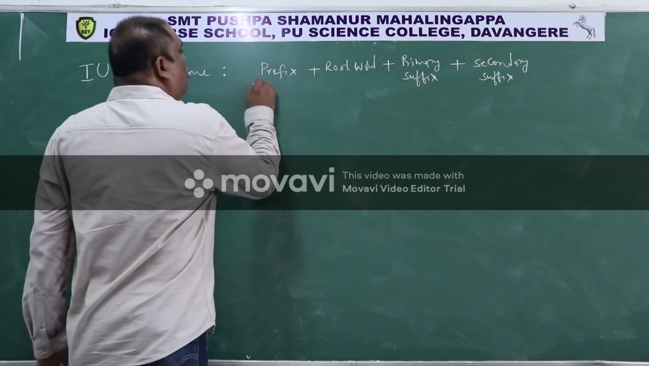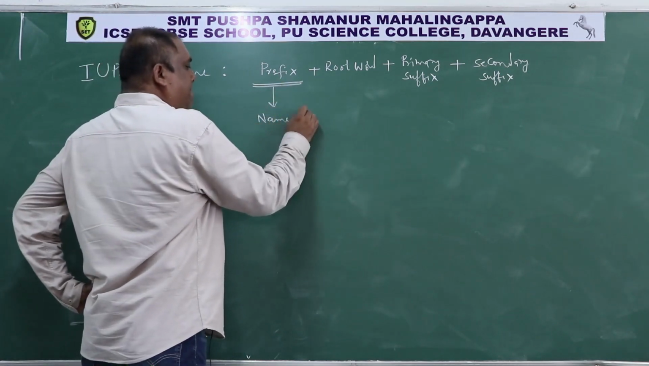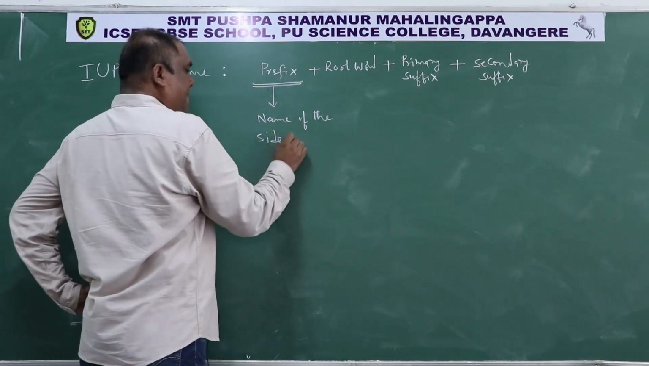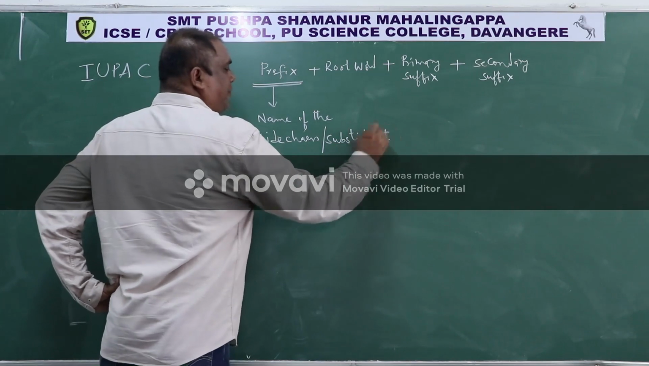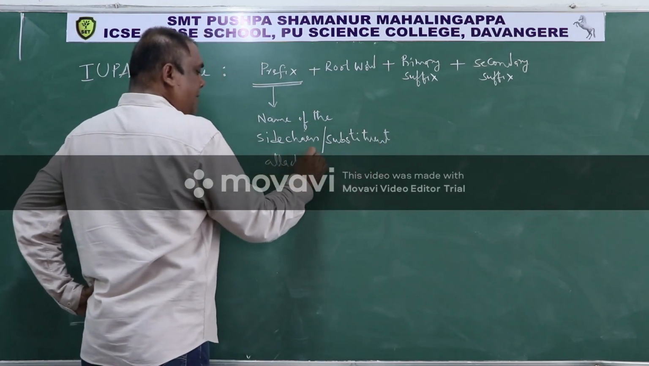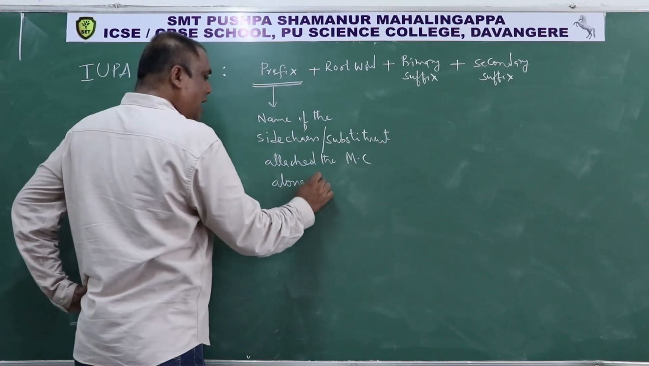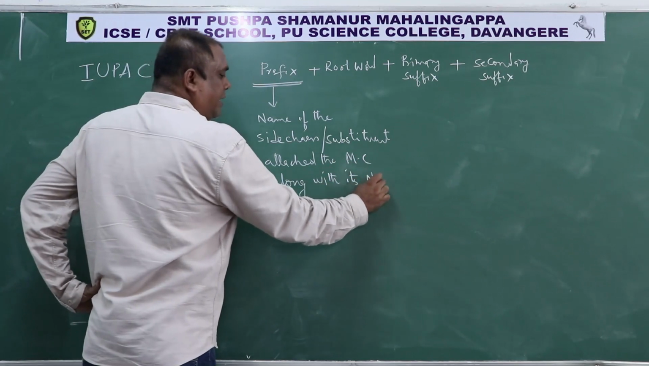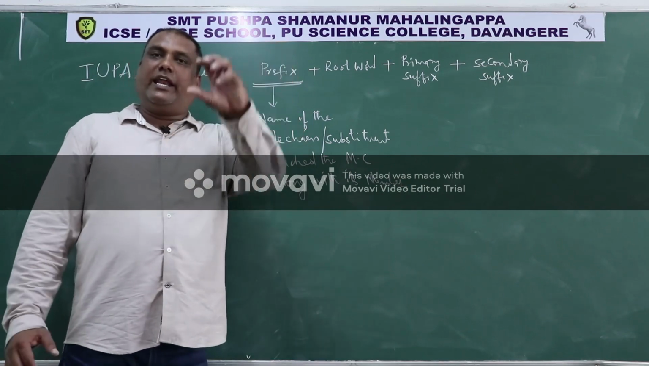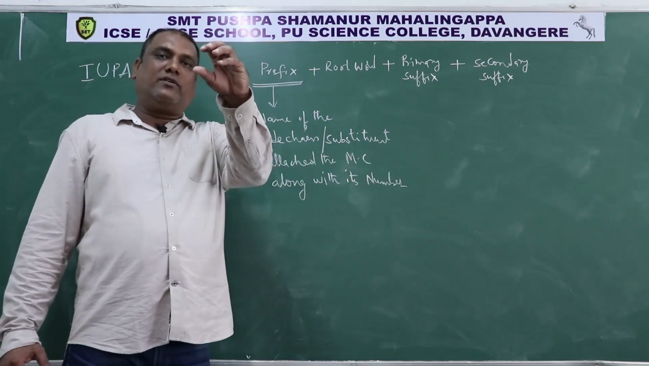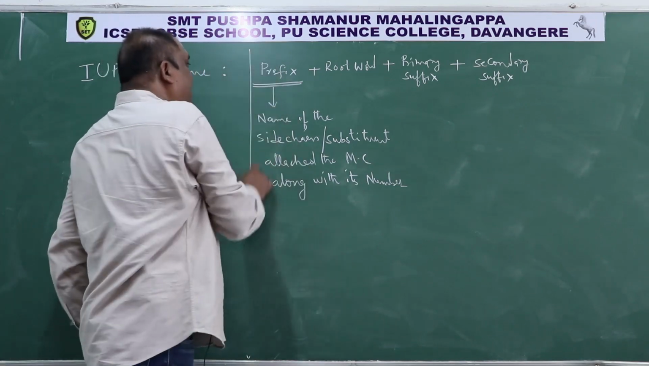Then let us see how to know the prefix. Here the prefix indicates the name of the side chain or substituent attached to the main chain, along with its number. So if side chains are there, what we have to observe? Their names we have to observe, and that side chain is attached to which carbon, maybe third carbon or fourth carbon. That number, along with the name, forms the prefix part.